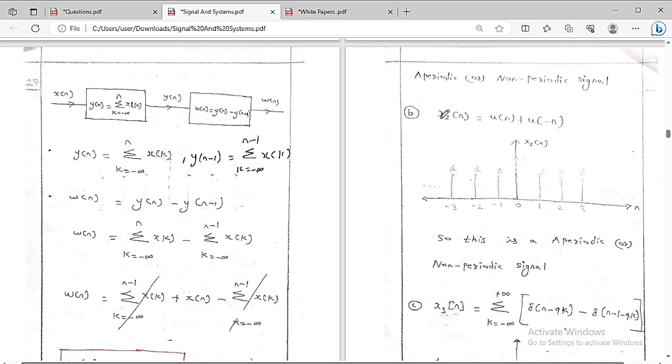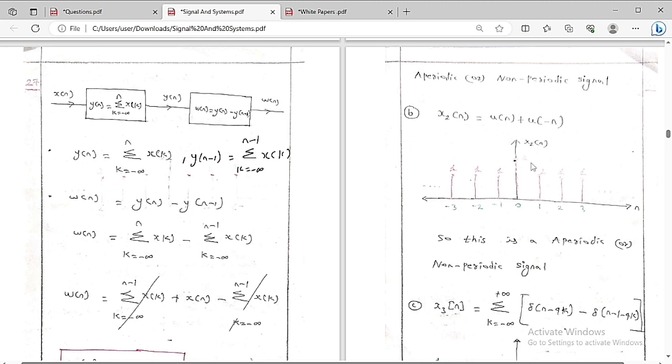Now let's go for option B. X2 of n is equal to u of n plus u of minus n. Now I am going to draw the waveform for this signal. It's a discrete time signal, right? So I am going to draw for each value of n. For n is equal to 0, if we substitute, we get u of 0 plus u of minus 0, that is u of 0 plus u of 0. u of 0 is equal to 1, so we get 2. Therefore its value is equal to 2 for n is equal to 0.